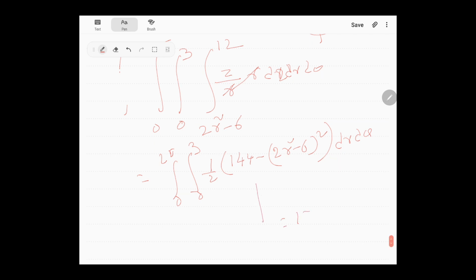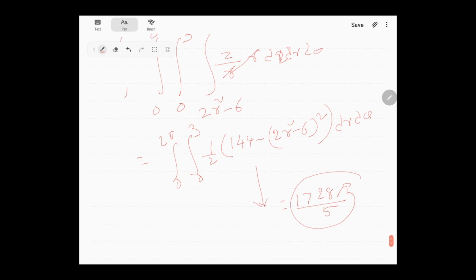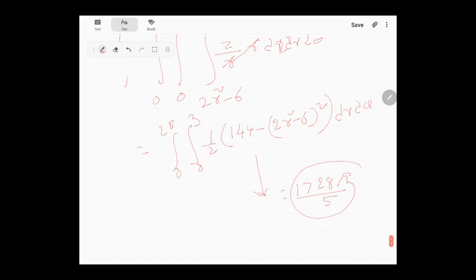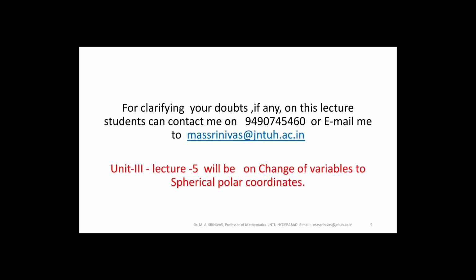Now simplify this, and I am leaving this for you as an exercise. You will get 1728 pi by 5. This is the answer you will get. I'm giving this as homework for you. Just evaluate this integral: square it, a minus b whole square, take 2 common, 2 square, 4 comes out, another 2 comes out, this 2 gets cancelled, expand it, and simple integration. So this is the answer for the fourth problem.